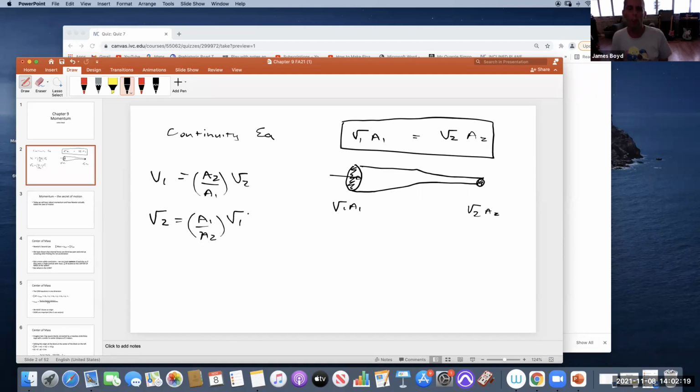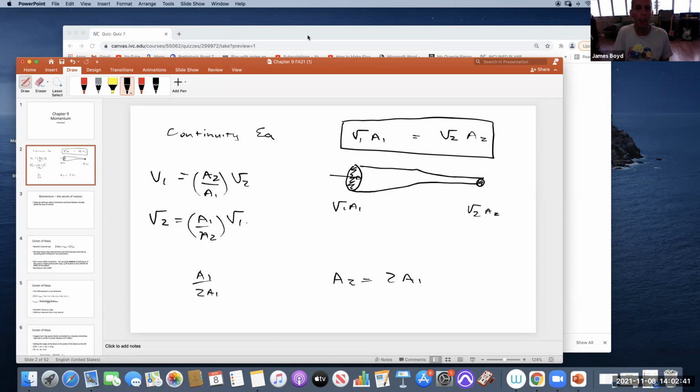And as long as you know the cross-sectional areas, let's say you knew that a2 was equal to 2 times a1, you could write this as a1 over 2a1, and they would cancel and you get a half. So you'd see that v2 is half of the velocity of 1.